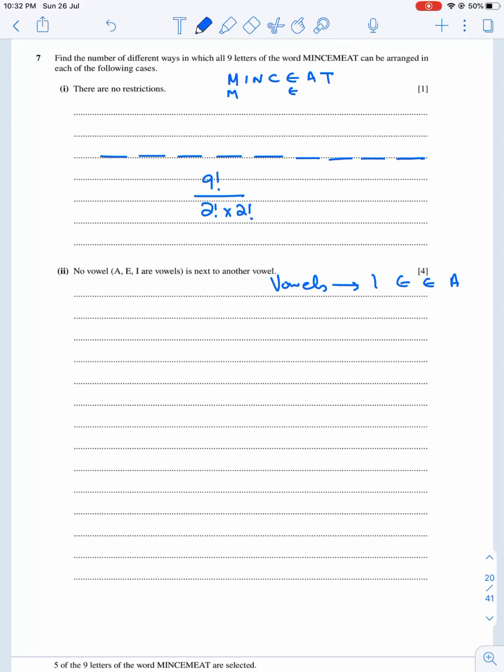If you look at the consonants, which are not vowels, you've got 2 M's here. One is N, C, and then you've got T. So you've got 5 consonants here. So you'll put 5 dashes first. Okay, and you put 5 factorial for this, divided by 2 factorial because M is repeated twice.